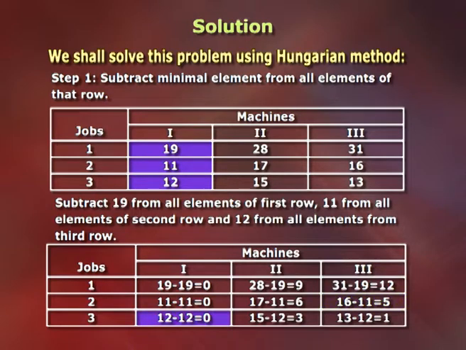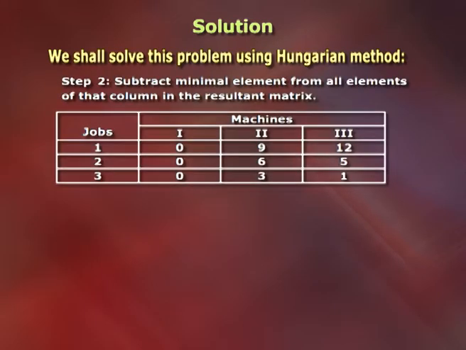In row 3 we have to subtract 12, so 12 minus 12 is 0, 15 minus 12 comes to 3 and 13 minus 12 comes to 1. Step 2: Subtract the minimal element from all elements of that column in the resultant matrix. Resultant matrix means the matrix derived in step 1. So, the table below gives us the resultant matrix of step 1.